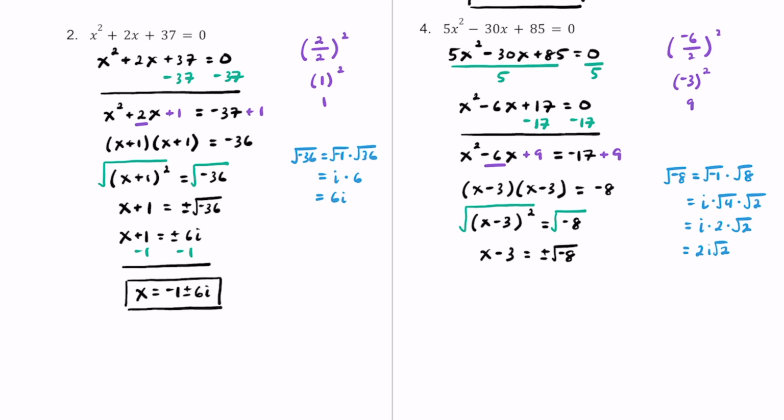All right, so that's the square root of negative 8, so we can write x minus 3 is equal to plus or minus this 2i root 2, and then finally add 3 to both sides of the equation to completely isolate x. And if we do that, we're going to end up with x is equal to 3 plus or minus 2i root 2. These would be our two solutions.